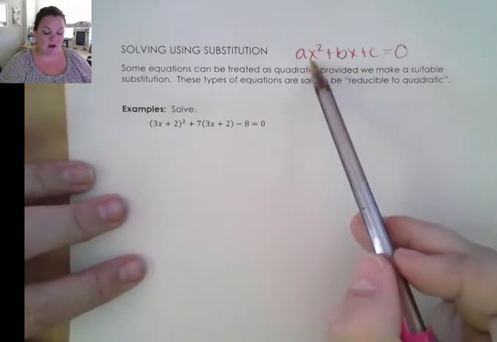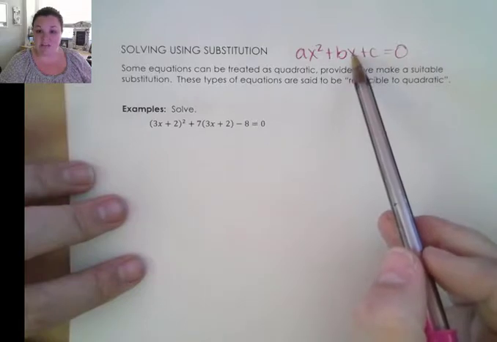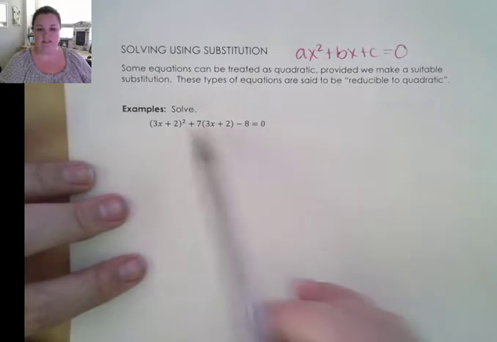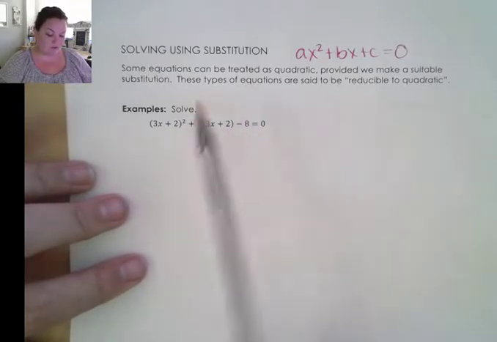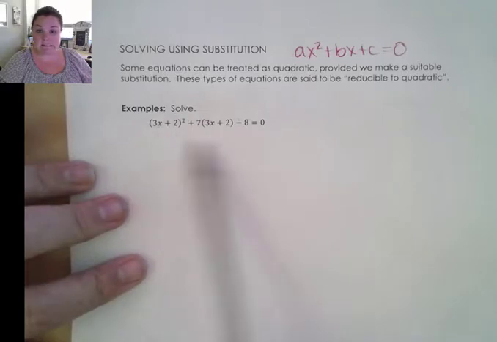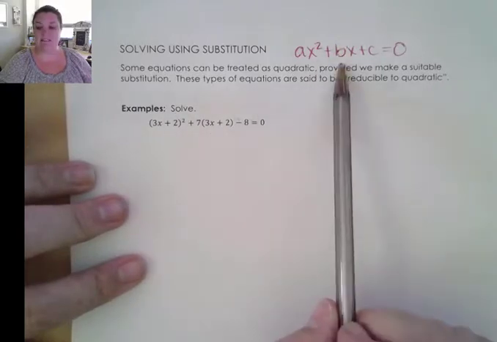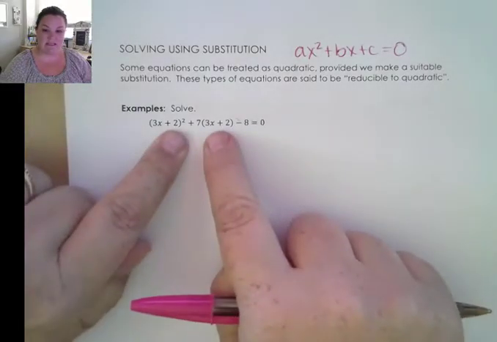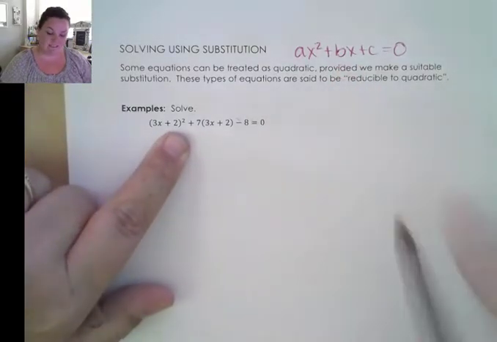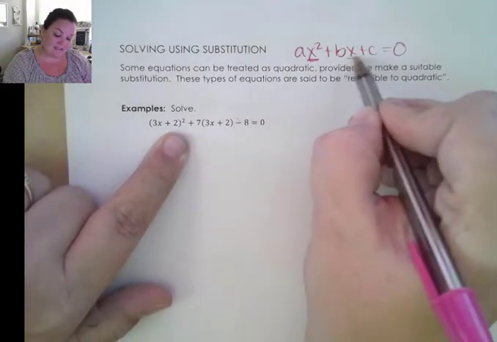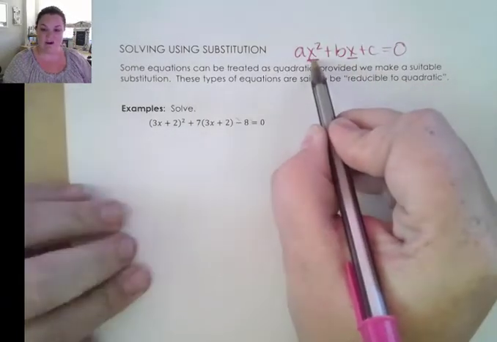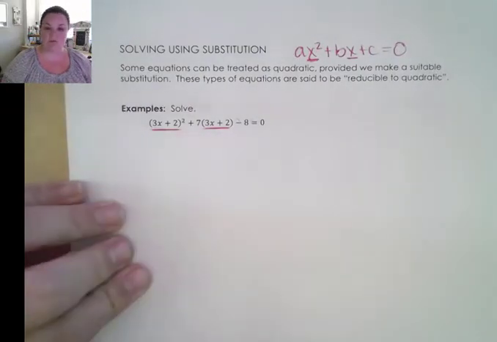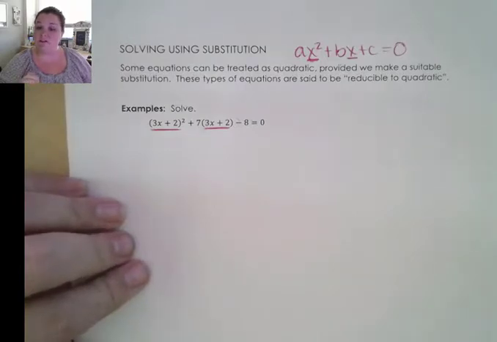We have an x squared, and then our next term is to the first power, an x to the first. And then we have a constant term. And we don't have big ugly quantities like this. So my goal is to go from looking like this to looking something like this, so that I can do a nice sum product chart. And notice the only thing that stops this from looking like that is instead of having an x and an x squared, we have a 3x plus 2 and a 3x plus 2 squared. So what I'm going to do is use a little substitution.